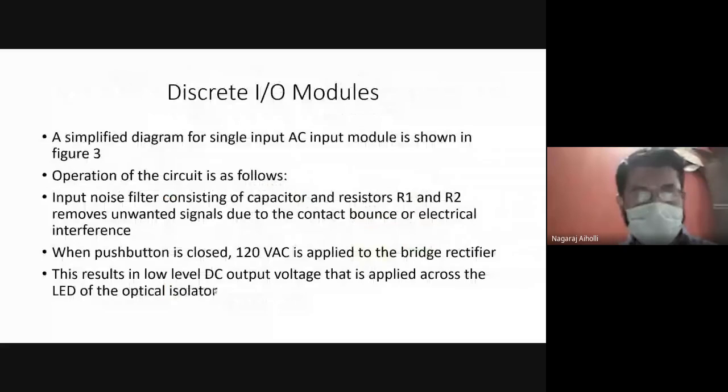So that's what is explained here. The noise filter consists of capacitor C and resistors R1 and R2, which removes unwanted signals due to contact bounce or electrical interferences. What is meant by contact bounce?